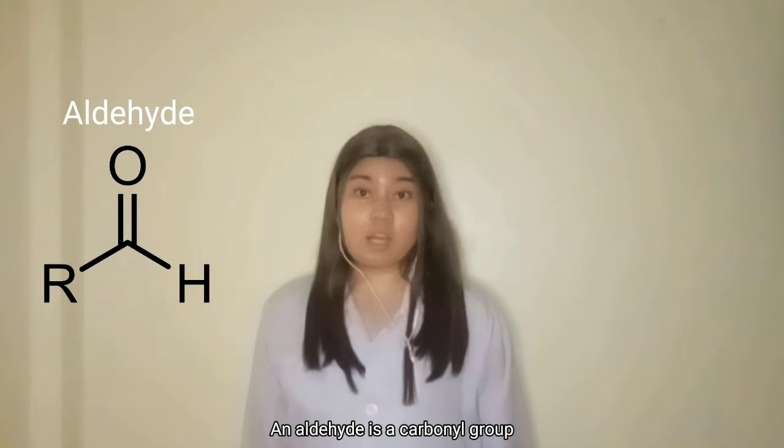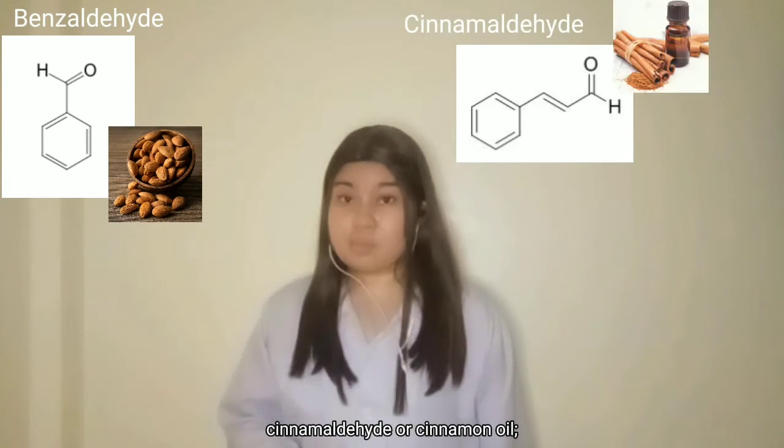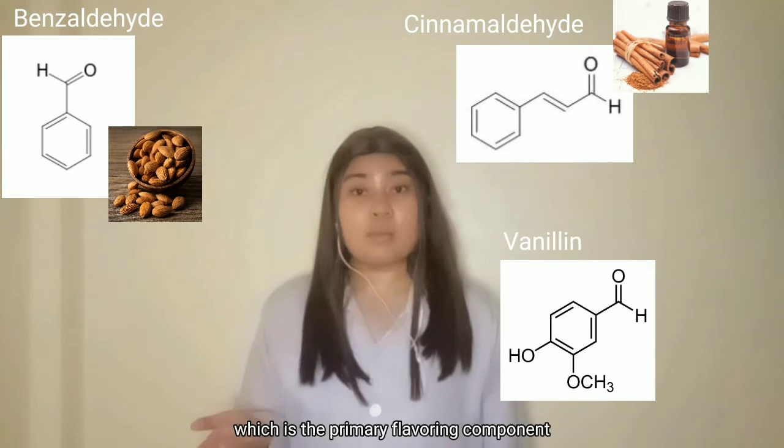An aldehyde is a carbonyl group with hydrogen attached on one side, and it is usually found at the end of a structure. Examples of aldehydes are benzaldehyde, which gives almonds their flavor and odor, cinnamaldehyde in cinnamon oil, and vanillin, which is the primary flavoring component of a vanilla bean.